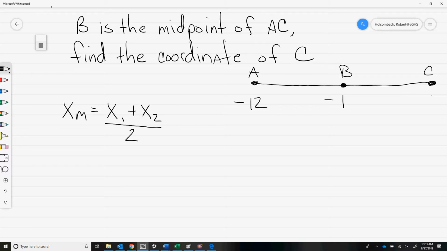In this number line, this -12 that's at your A, that's an x sub 1 because it's an endpoint. The -1 is the value at the middle, so that's your x sub m. And this up here is what you're trying to find, isn't it? That's your x sub 2. So if you just substitute for your x sub m, you can replace it with a -1 is equal to your x sub 1, which is -12, plus x sub 2, which is what you're trying to find, all divided by 2.